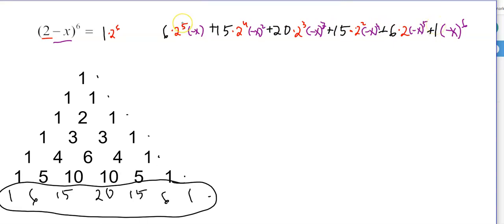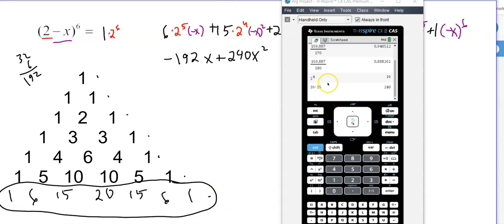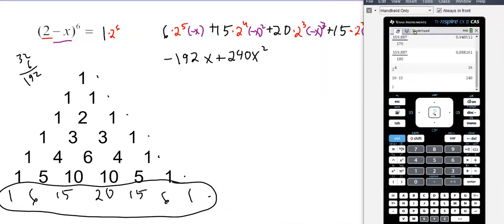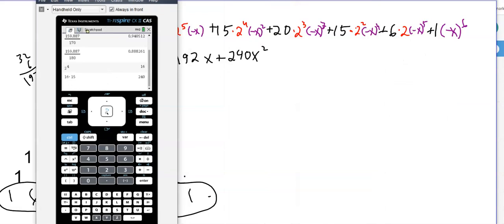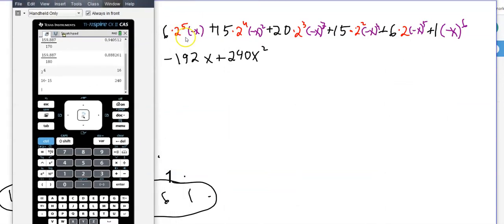So 2 to the fifth is 32, I think. 32 times 6 is 192. So we have negative 192x. It's going to be positive. Wow, we have 2 to the fourth. Okay, so you might have to pull out your calculator to do some of this. So I went ahead and did that. I did 2 to the fourth times 15, which is 16 times 15, which is 240. So it would be 240x squared.